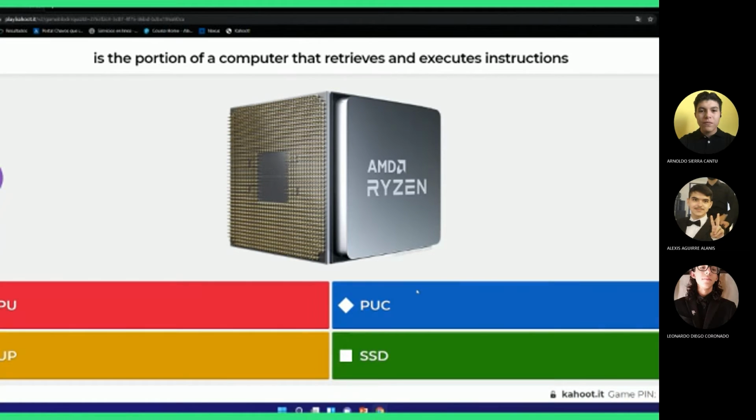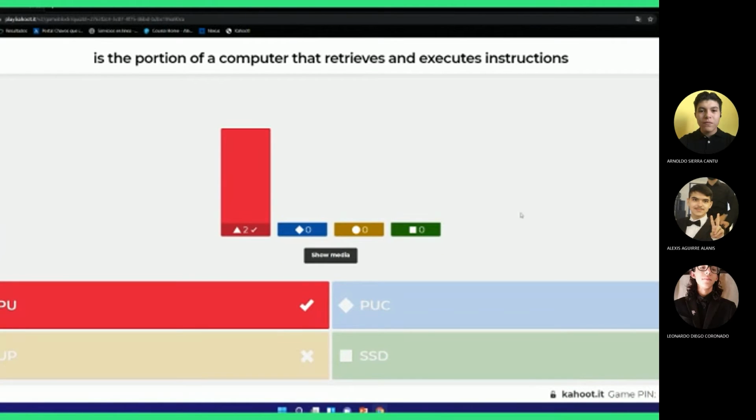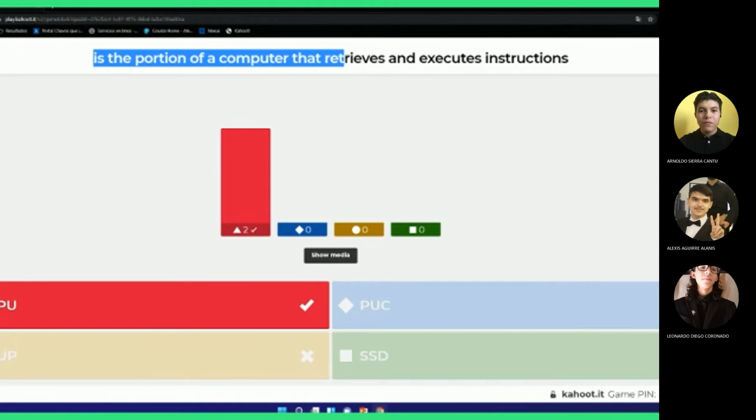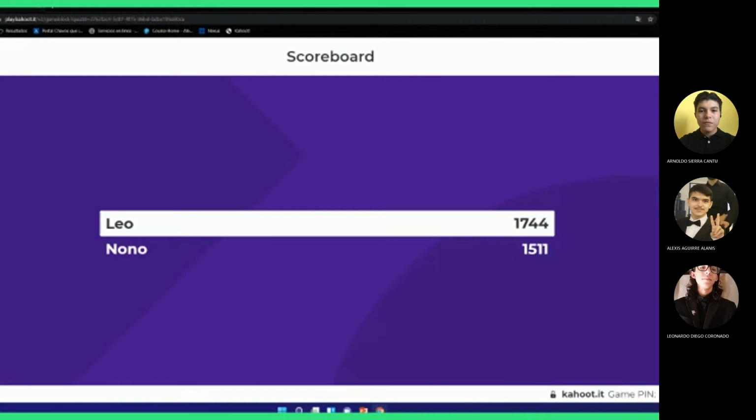Option red is CPU, option blue is PUC, option yellow. Option red is CPU because we saw in the presentation that CPU is central processing unit, and the central processing unit is the portion of a computer that retrieves and executes instructions. As I said, it's the brain of the computer. Leo Steele's in the top one.